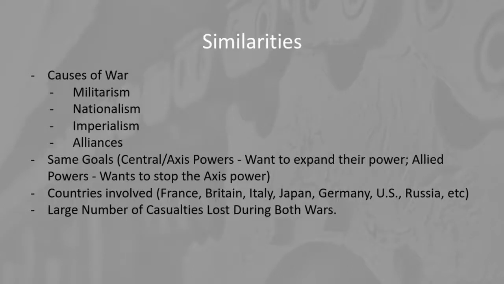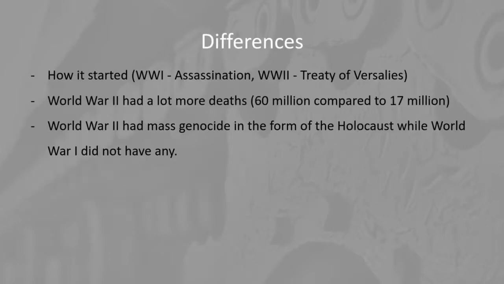Similarities. Causes of war, militarism, nationalism, imperialism, alliances, same goals, and the countries involved, and large numbers of casualties lost during both wars. Differences. How it started. World War II had a lot more deaths, 60 million compared to 17 million. And World War II had a mass genocide in the form of the Holocaust, while World War One did not have any.